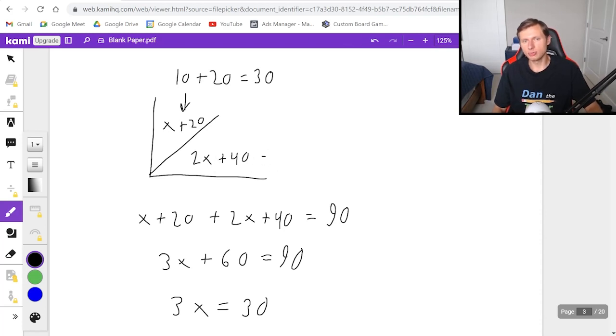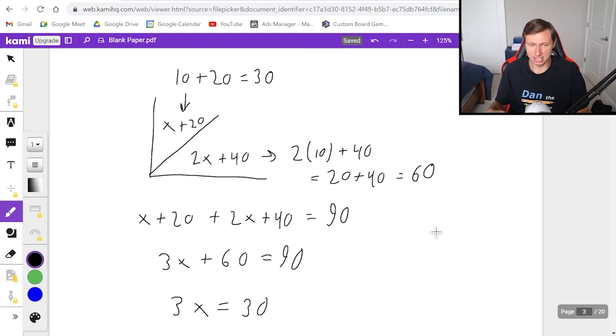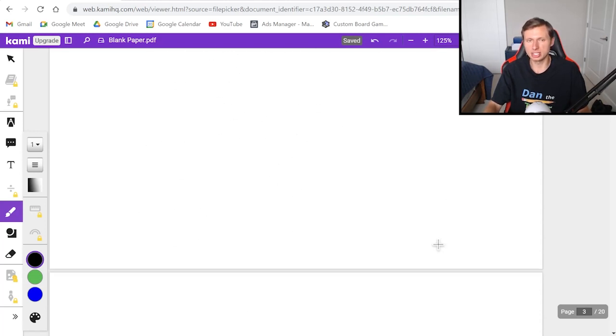And 2X plus 40, well, that's going to become 2 times 10 plus 40. 2 times 10 is 20. Plus 40, so that's just 60 degrees. And that's another way you can find the total angle if they ever asked for that instead. Now with that, we're going to look at supplementary.